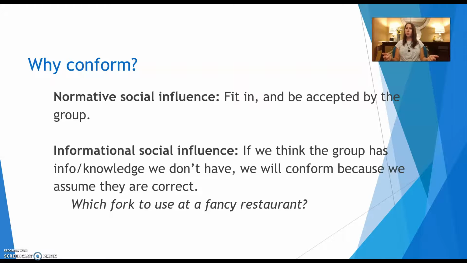You assume the other people sitting at this table probably know which one of these forks I'm supposed to use for my salad versus my appetizer versus my whatever else, right? So normative social influence is, I want to fit in. I don't want to be the person that sticks out. Informational social influence is, I assume that other people know something that I don't. So I'm just going to go along with it.